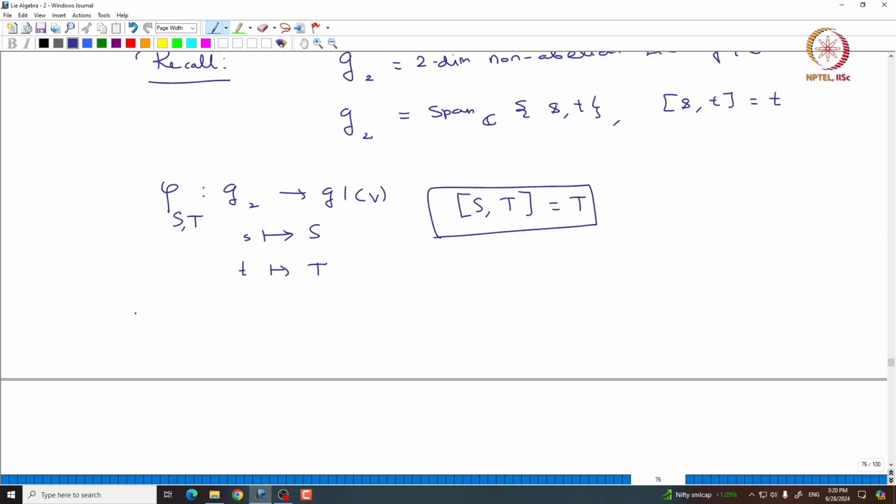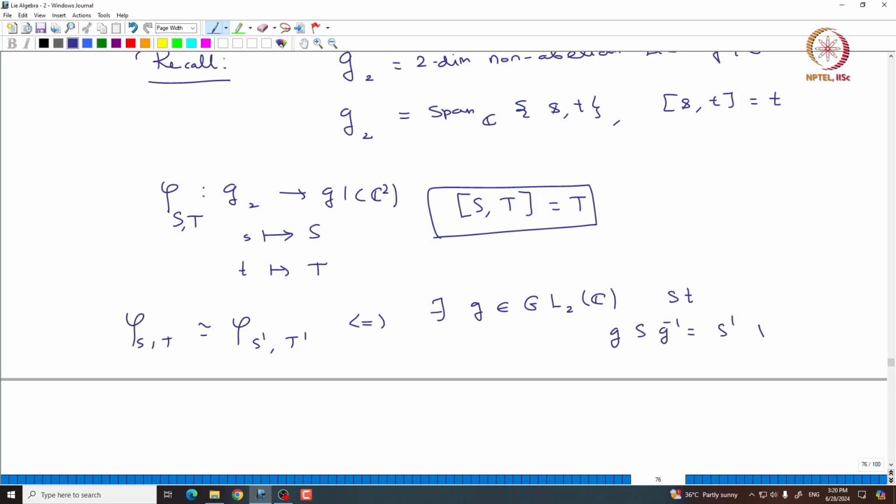So, now phi S,T is isomorphic to phi S',T' if and only if again there exists some invertible 2 by 2 matrix G in GL2 of C, so we are identifying this vector space with C2 so that we are working with the matrices. So, if there exists some G in GL2 of C such that G S G inverse is S dash and G T G inverse is T dash.